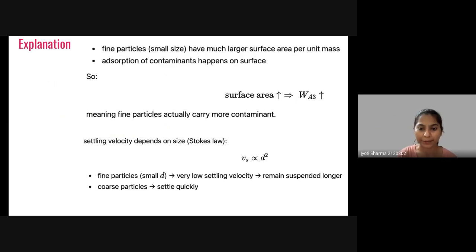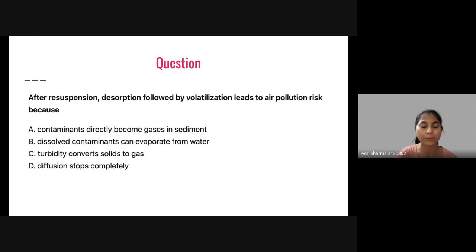I think I already have given the explanation for this, so I'm moving to the next part. After resuspension, desorption followed by volatilization leads to air pollution risk because contaminants directly become gaseous in sediment. Dissolved contaminant can evaporate from water. Turbidity converts solids to gas, and diffusion stops completely.